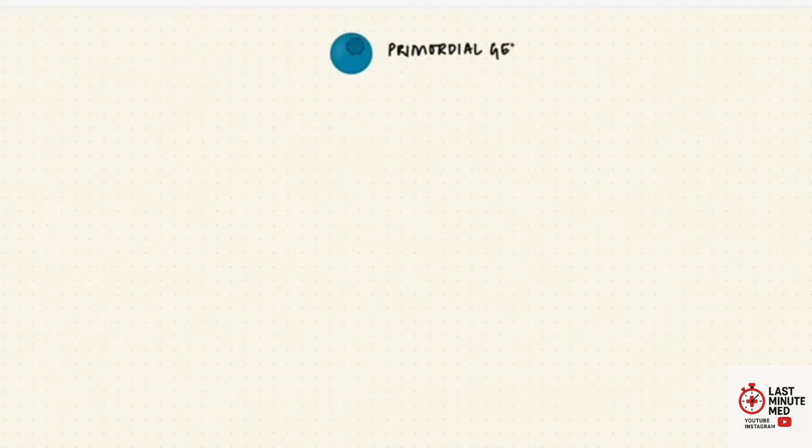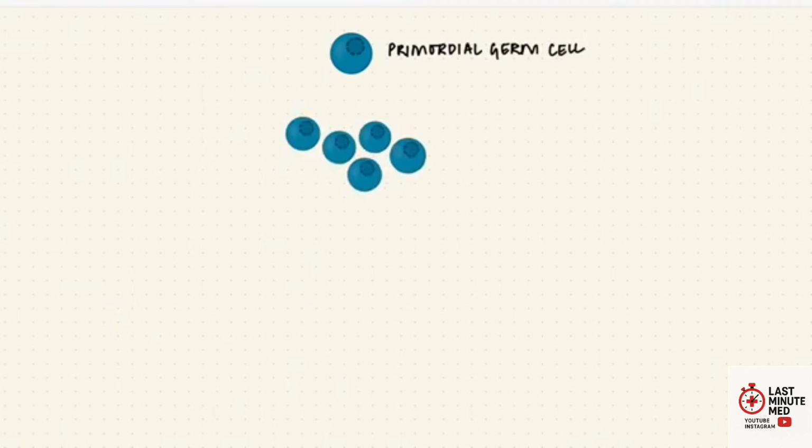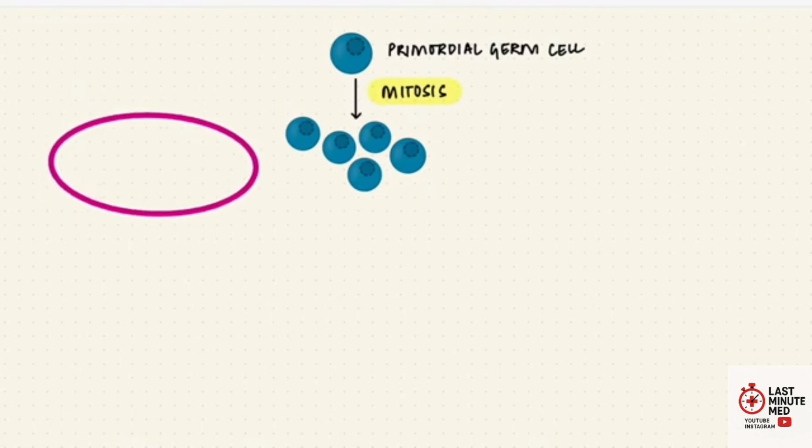And now we're going to apply this to oogenesis. The primordial germ cell divides multiple times as it migrates, forming more germ cells. So what kind of division is that? That is mitosis. It's not forming gametes, it's just forming more germ cells, so it's mitotic divisions. They migrate to the gonadal ridge, which is the developing ovary.